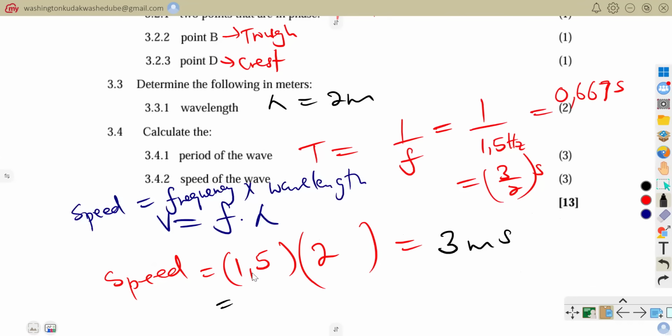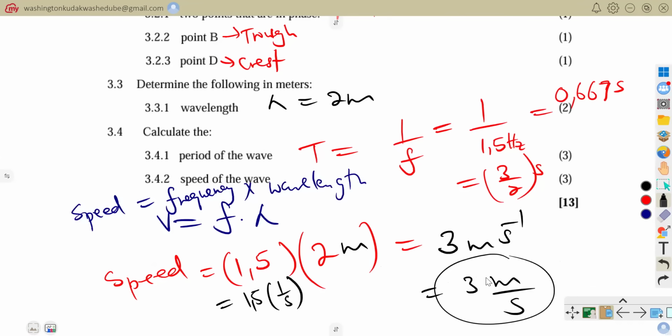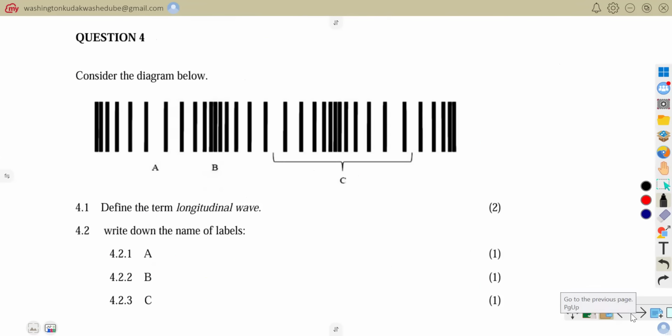Because I said this is the same as 1.5 times 1 over second, because hertz means 1 over second, and this is in meters. So my units there would be meters per second, or else 3 meters per unit second. That is the measure of speed. So that would become 3 meters per second. That is my speed. Let's get to see question number 4.